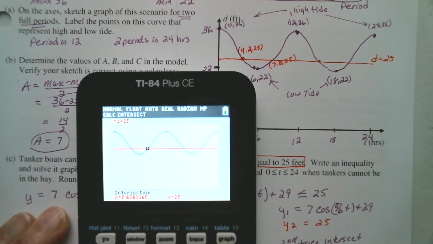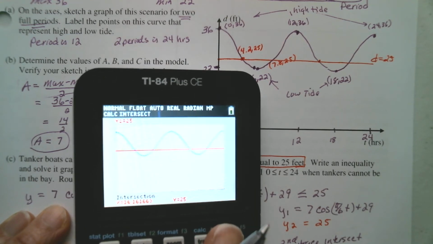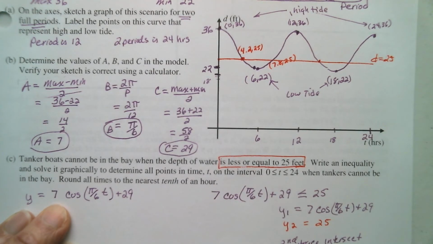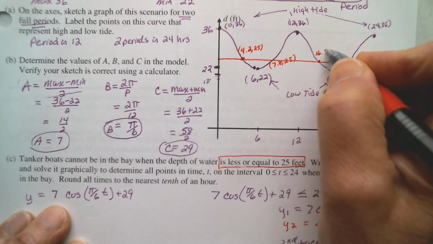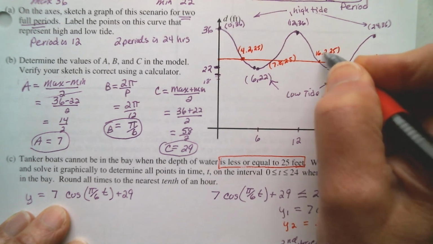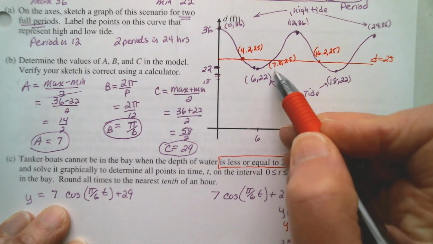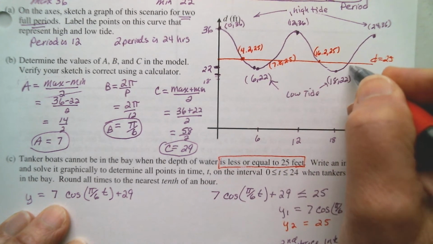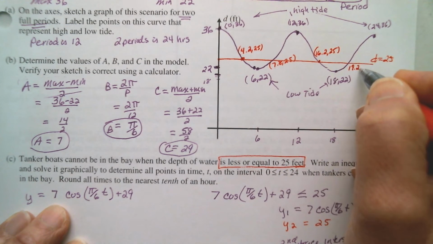Right? And if you don't believe me, of course, you can go ahead and second trace, number 5. First curve enter, second curve enter for the guess. Move it closer to the other point, and that's 16.16, which rounds to 16.2. Okay, so 16.2 comma 25, and this is going to be 7.8 plus 12 is 19.8, 25.